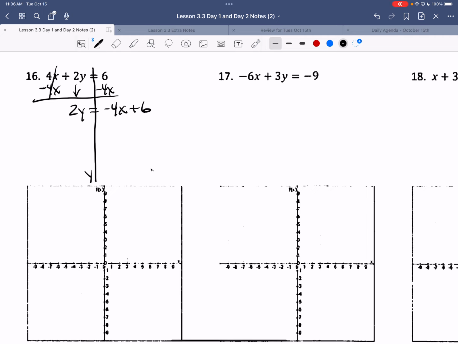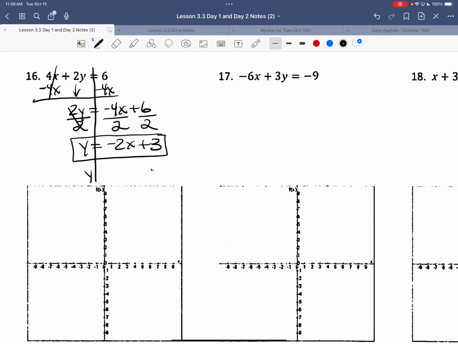No, divide by 2. Not by 2y, just by 2. Divide by just the coefficient. Remember, everything needs to be divided by 2. If there was a negative there, you'd have to divide by the negative. But everything. So that means this is going to be just y equals negative 2x plus 3.